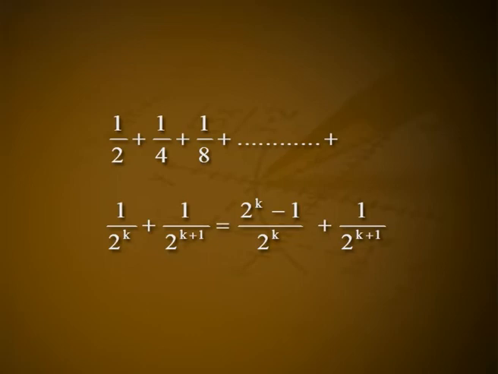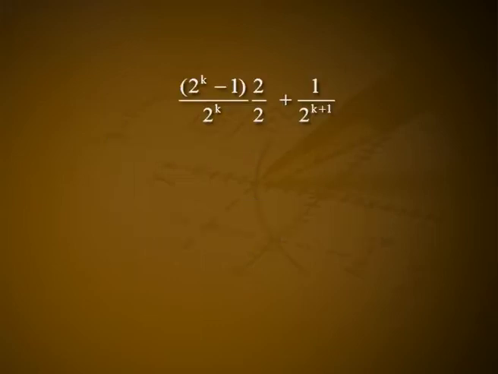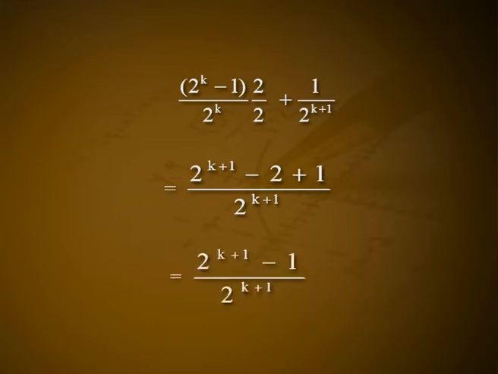We start with the true statement Pk and add 1 by 2 raised to k plus 1 to both sides, and simplifying the right side we get 1 by 2 plus 1 by 4 plus 1 by 8 plus dash dash plus 1 by 2 raised to k plus 1 by 2 raised to k plus 1 is equal to 2 raised to k minus 1 by 2 raised to k plus 1 by 2 raised to k plus 1, which is equal to 2 raised to k minus 1 divided by 2 raised to k into 2 by 2 plus 1 by 2 raised to k plus 1, which is equal to 2 raised to k plus 1 minus 2 plus 1 divided by 2 raised to k plus 1, which is equal to 2 raised to k plus 1 minus 1 divided by 2 raised to k plus 1.